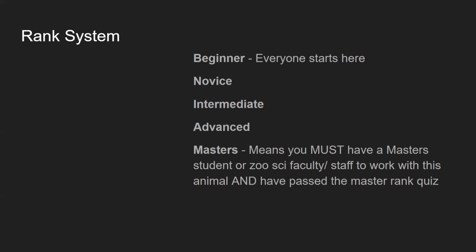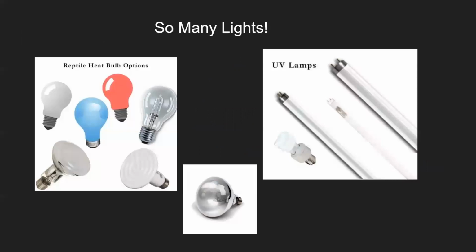By the end of Bio 181, for you to pass, remember that you're supposed to have pretty much all of the animals trained in your binder up to intermediate. So all beginner, all novice, and all intermediate animals should be checked off in your binder by the time we're done with this semester.